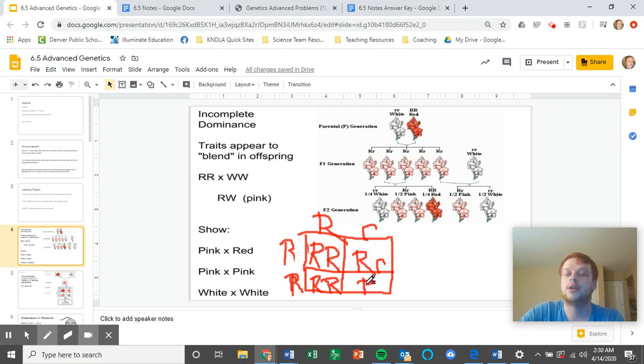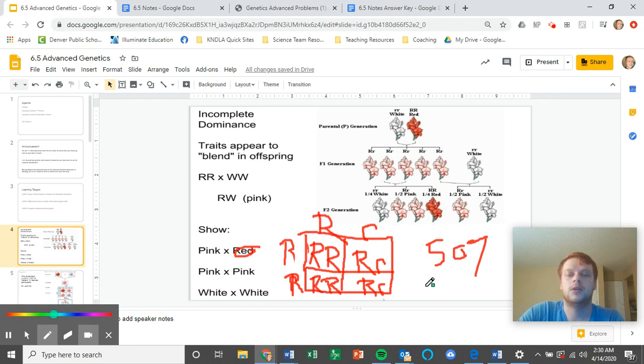So if I were interpreting these results, if this were a normal cross, we'd say that 100% of them have the dominant trait, but that's not the case anymore, right? So when we look at this, we know that 50% of the flowers are going to be red, and we know that 50% are going to be pink.